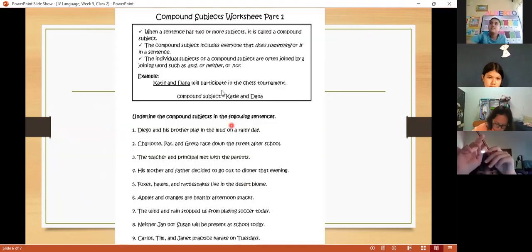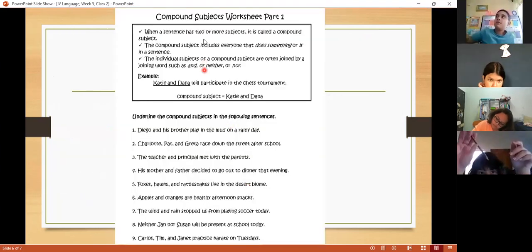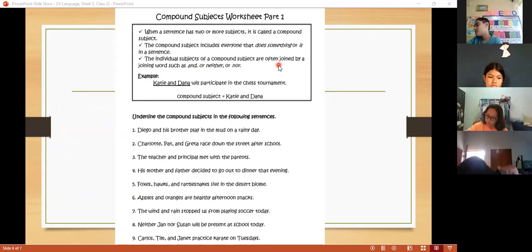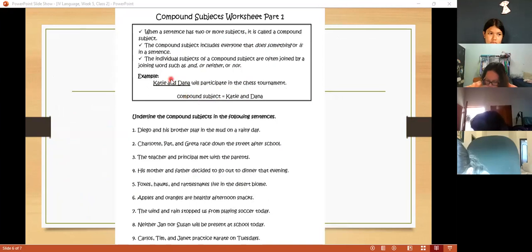Here we have compound subjects. Remember, when a sentence has 2 or more subjects, it's called a compound subject. The compound subject includes everyone that does something in a sentence. When we have a compound subject, we can have words like and or or to join these subjects. Like Katy and Dana, you see, we have the word and that joins the subjects who participate in the chess tournament. So the compound subject is Katy and Dana.